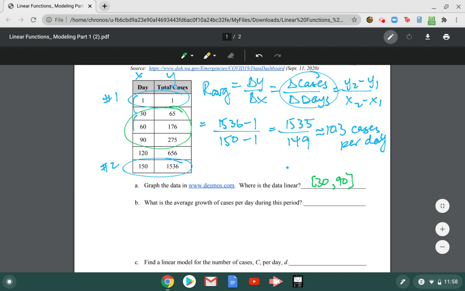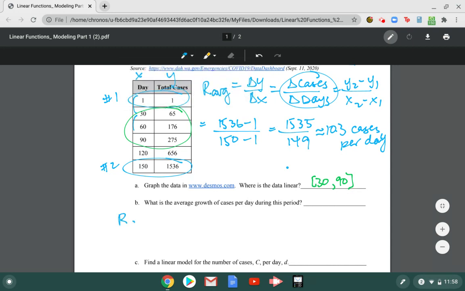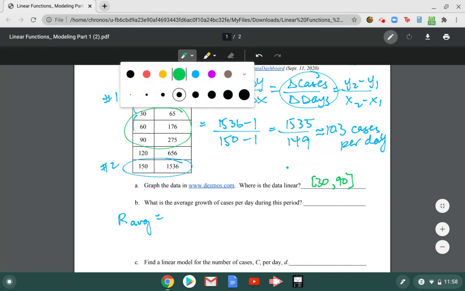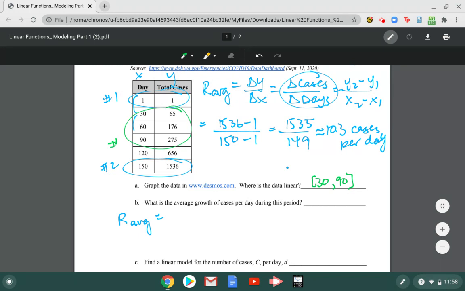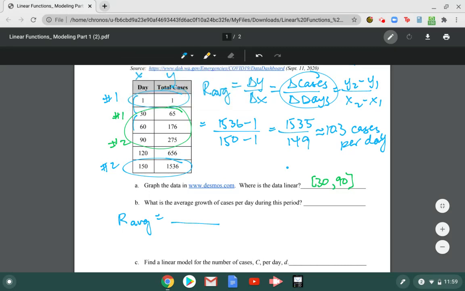What is the average growth of cases during this time period? So I want to do a simple slope, and that is my average rate of change. For the data range, I'm going to designate day 90 as point number 2 and day 30 as point number 1. So as I'm doing the average rate of change here, I'm going to take my second y, which is 275, minus my first, which is 65. Days is going to be 90 minus 30.